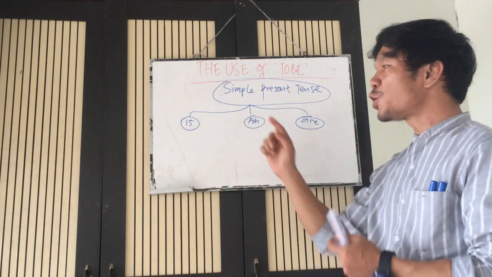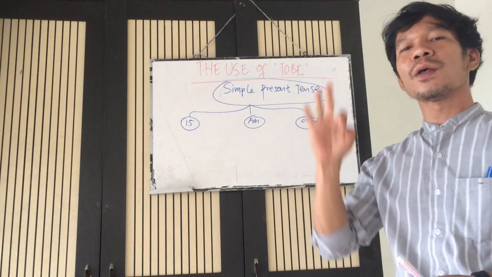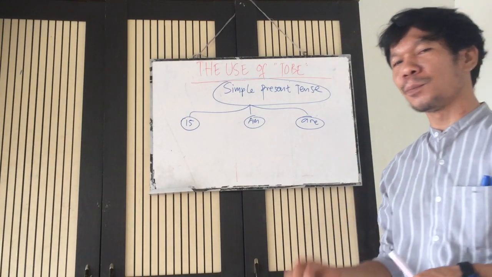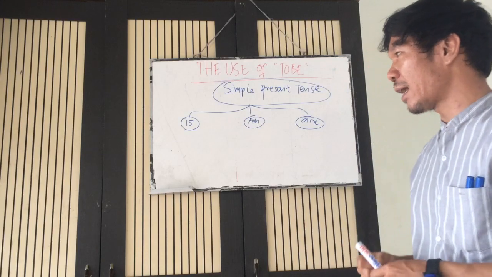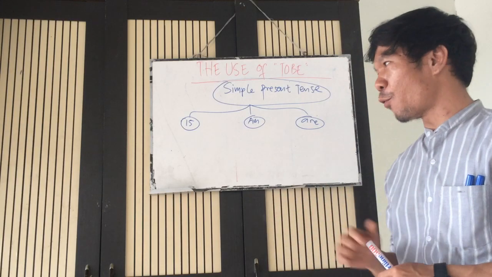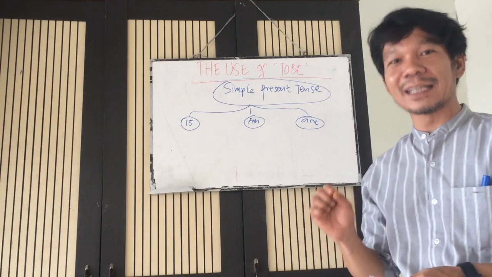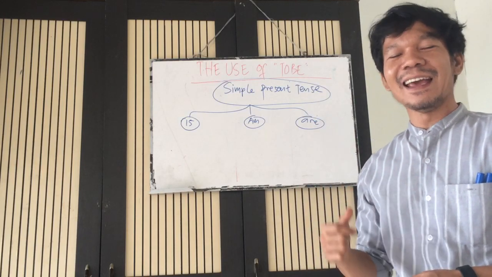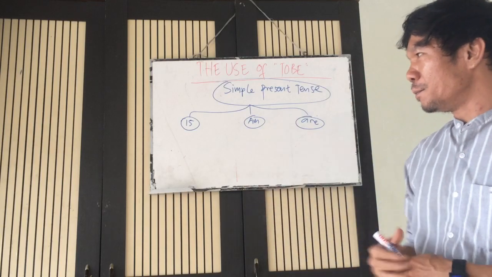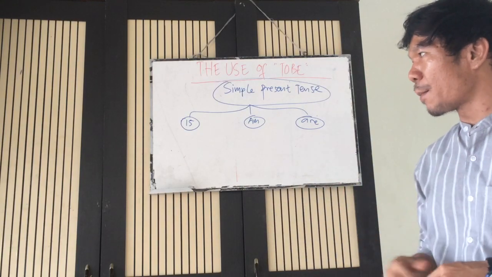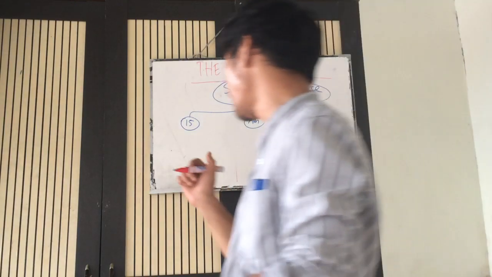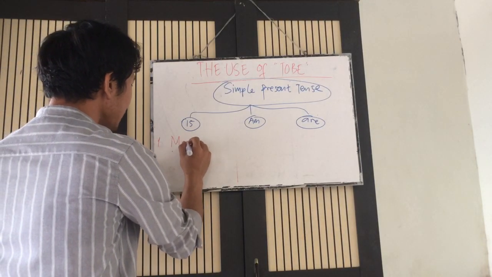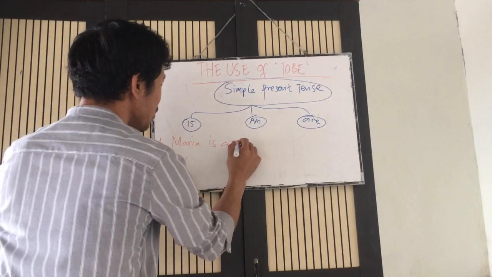Is, the to be is used for third singular person. They are she, in Bahasa Indonesia dia perempuan, and then he, dia laki-laki, and it for not a human being but a stuff, right? So we use is for third singular person: she, he, and it. The first one, I want to make many examples of using to be is, right? The first example is, for example, Maria is a student, right?